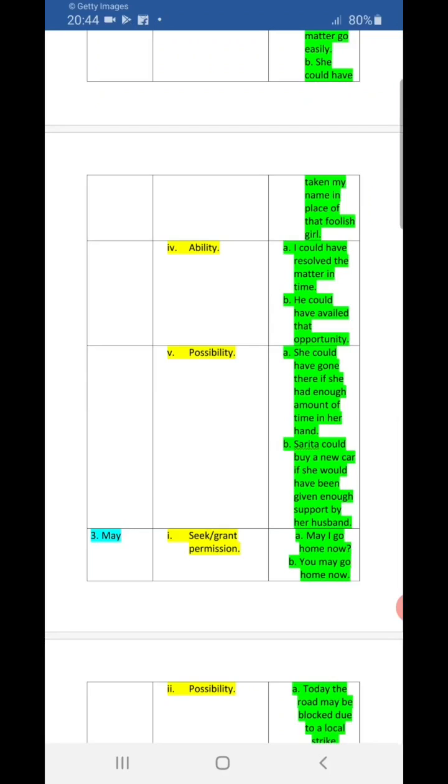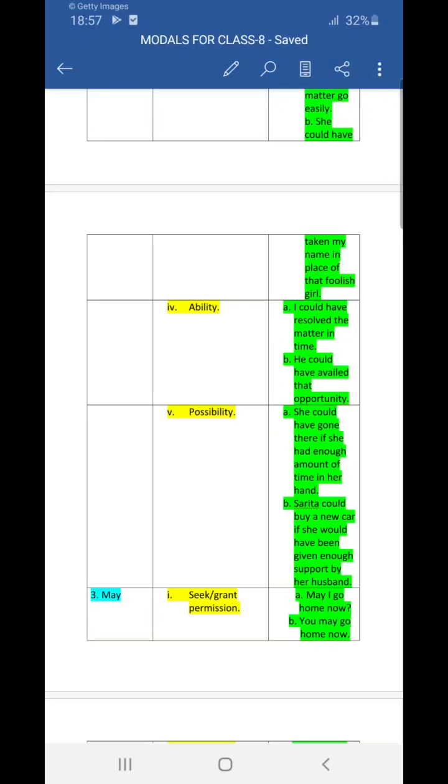Next, number B. Sarita could buy a new car if she would have been given enough support by her husband. So Sarita could have bought a new car if she would have been given enough support by her husband. So it's a possibility that she could have done so.